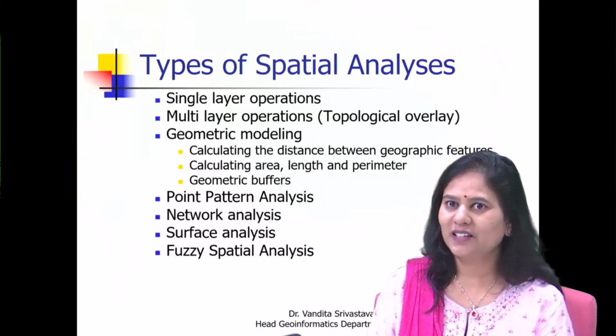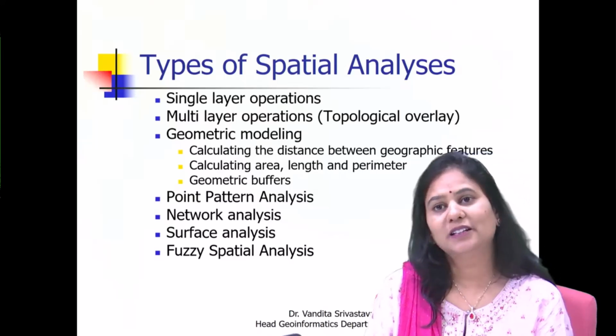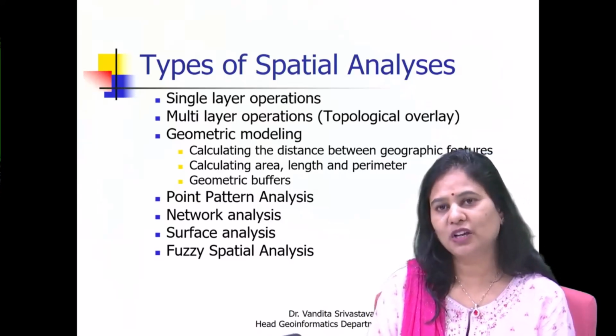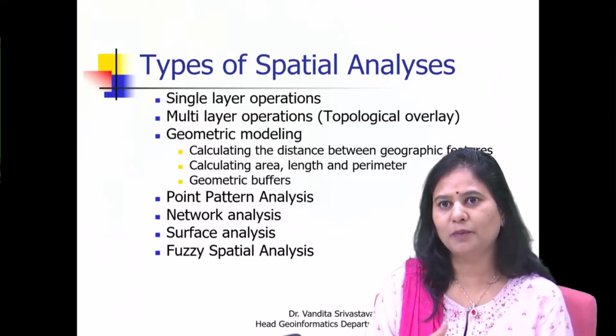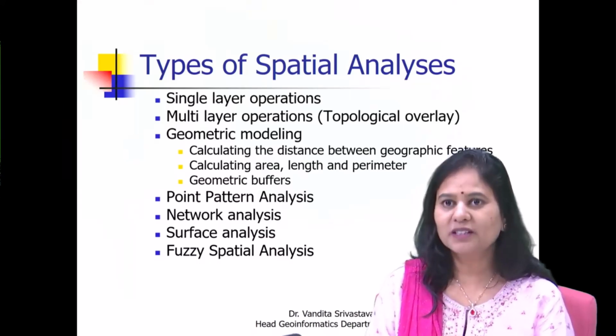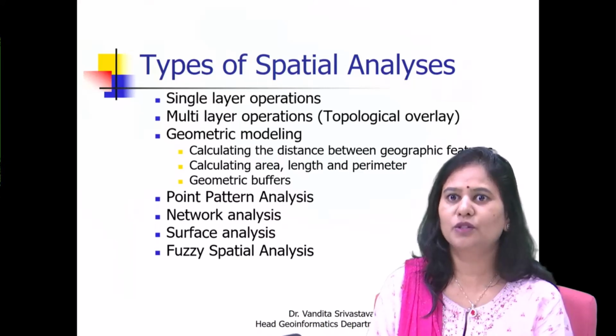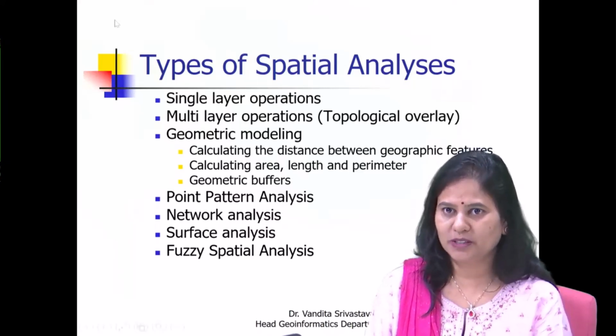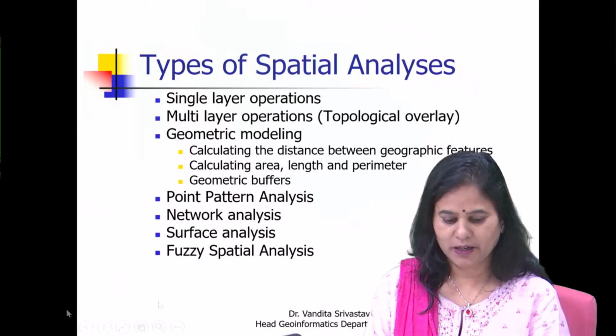Any such thing which is fuzzy in nature, like soil types, where the change of soil from one type to another is not abrupt, it is gradual. To represent this fuzziness, you can incorporate it using the fuzzy tools in spatial analysis. So that is what I refer to here as fuzzy spatial analysis.